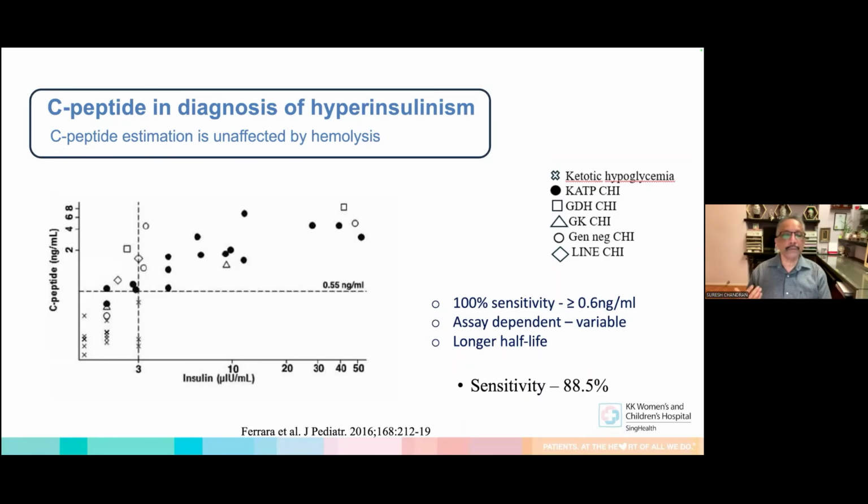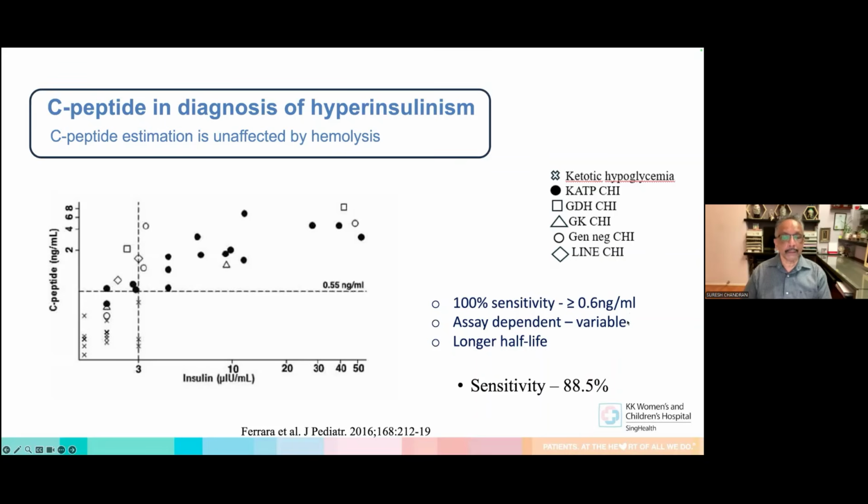So for litigation purposes, we may have to do C-peptide in the countries that worry about this. Here we don't do it in Singapore. So you can see that C-peptide levels are detectable in hypoglycemia, irrespective of the fact that the insulin levels are not detectable, because insulin could have been destroyed by hemolysis, the RBC enzymes. But C-peptide will not be disturbed. So 100% sensitivity if the levels are above 0.6 nanograms per ml. So C-peptide level, if you can get this much, is 100% sensitive.